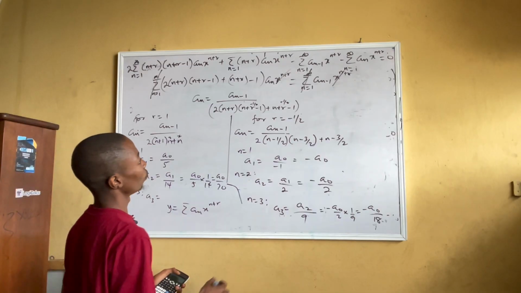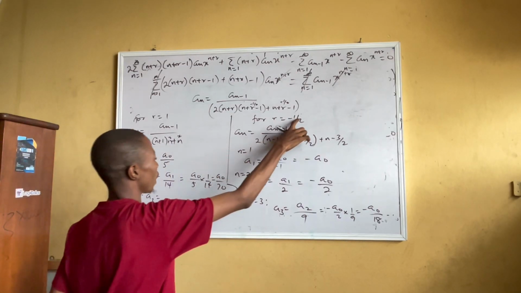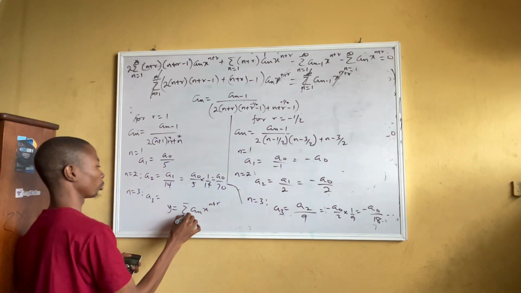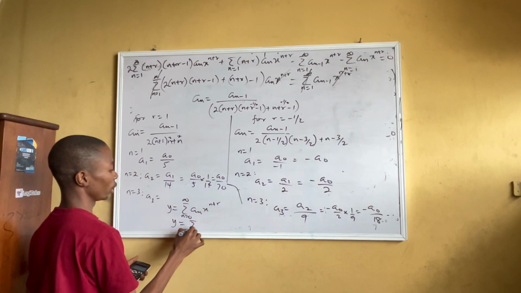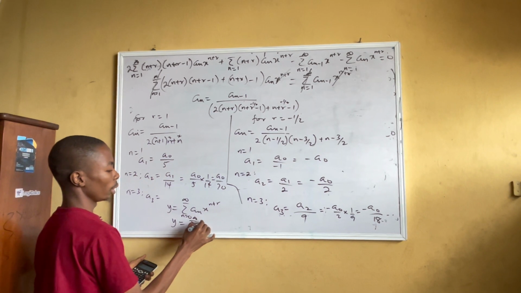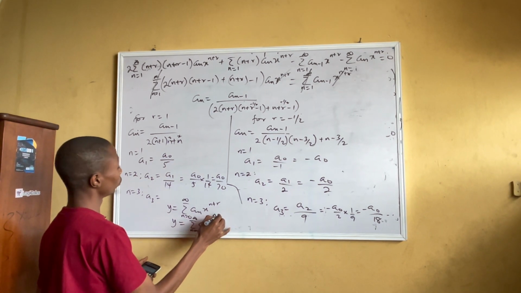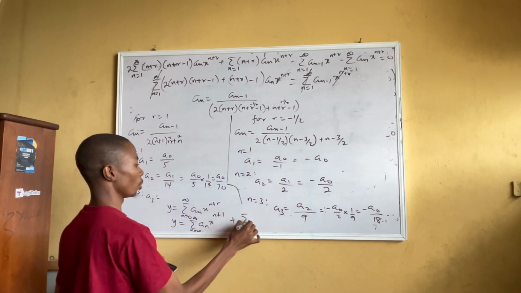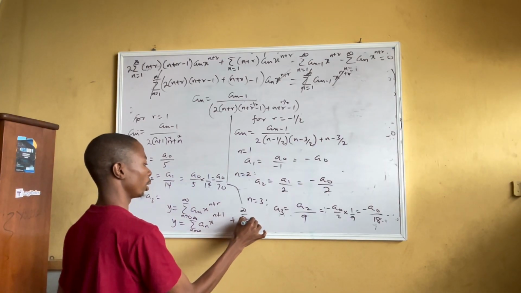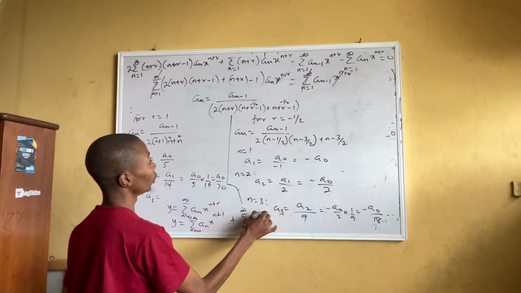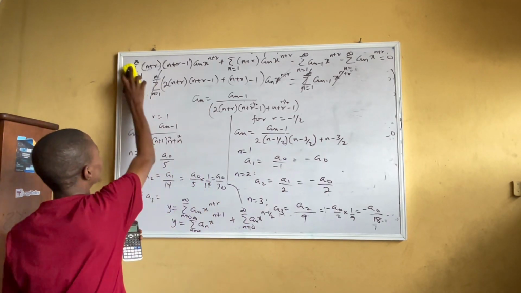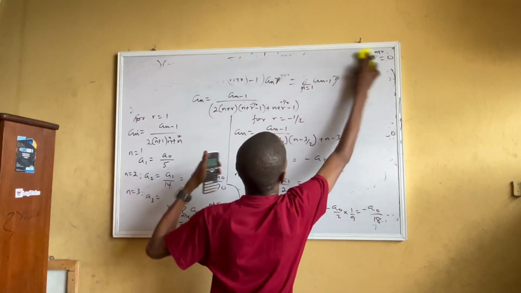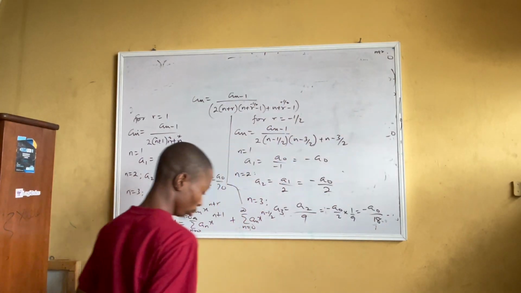And we have two r. One r is 1, the other r is minus half. So split them. So it will be y equals summation n from 0, a n x raised to power n plus 1, plus summation n from 0, a n x raised to power n minus half. Okay. So now expand and write your answer.